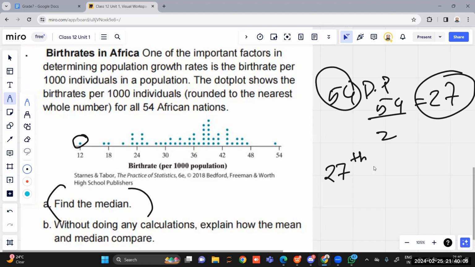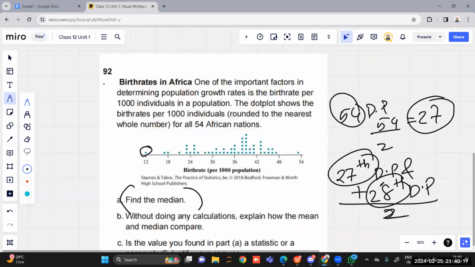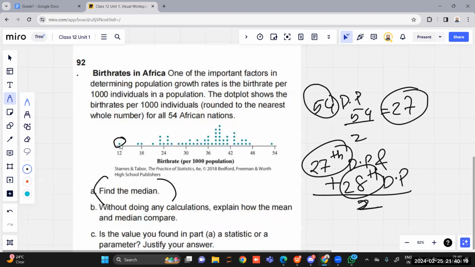So we need to take the 27th data point and the 28th data point, correct? And take the mean of it. Add the 27th and 28th data points and just divide by 2. I think it's 38. Okay, we'll see now the 27th and 28th.